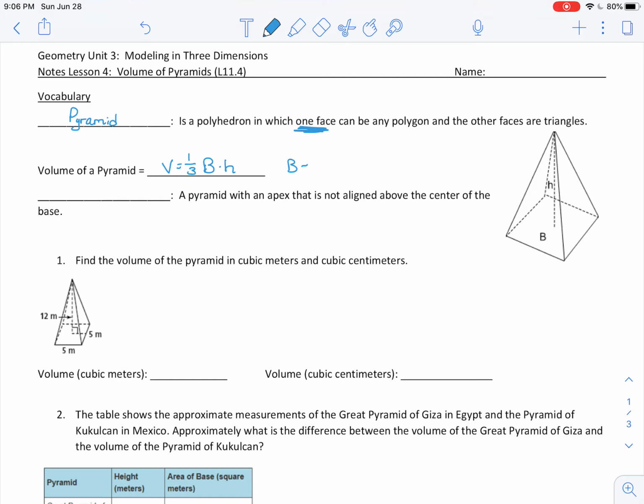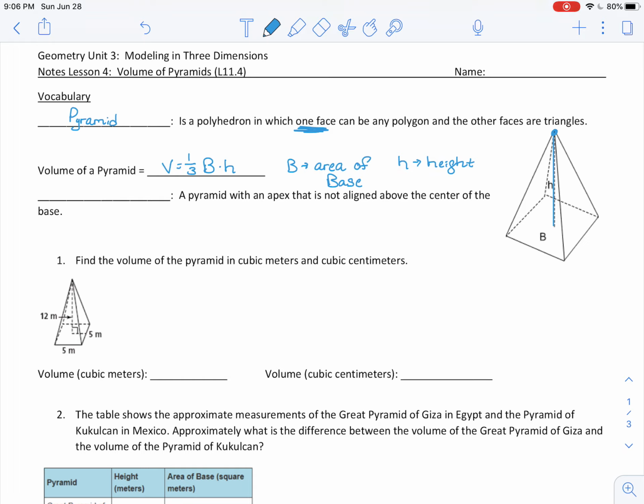So remember, capital B we use for area of the base. If that's a square, which it will be a lot of the times, that's when you're just going to use length times width. The height is going to be what I use for H. Just make sure it does go from this apex, tippy top section, straight down to the middle of the base. Don't use any that go slanted sideways. That is not the same thing.